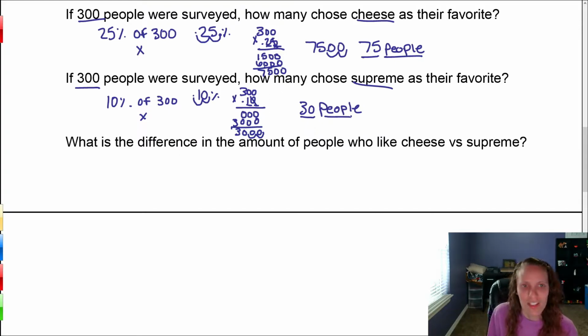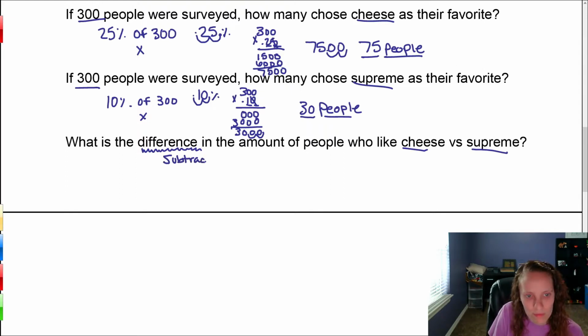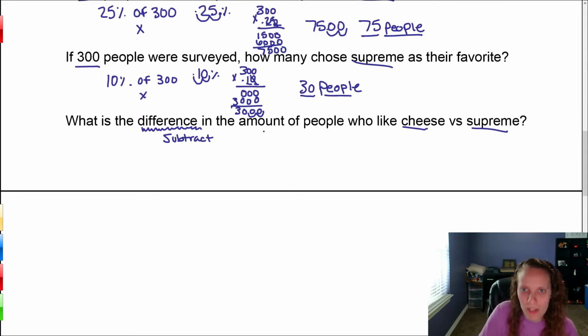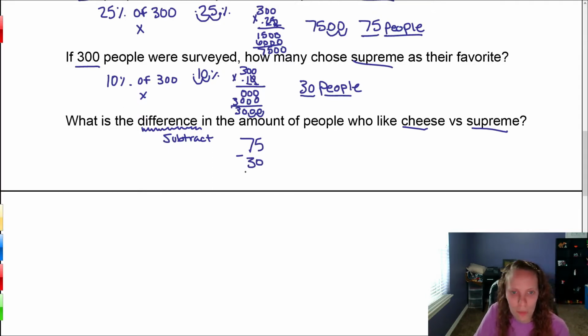The last question says, okay, well, now that we know these 2 answers, what is the difference in the amount of people who like cheese versus Supreme? The word difference means to subtract. So we're going to take our 2 answers, the one for cheese and the one for Supreme, and subtract them. So we know that we have 75 for cheese minus 30 for Supreme. And if we were to subtract those 2 numbers, we would get 45 people.